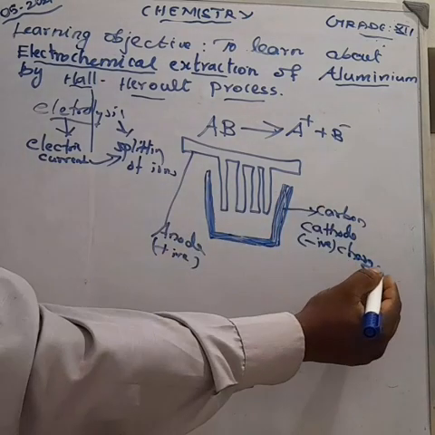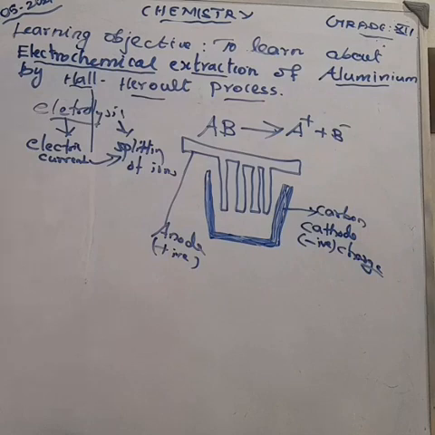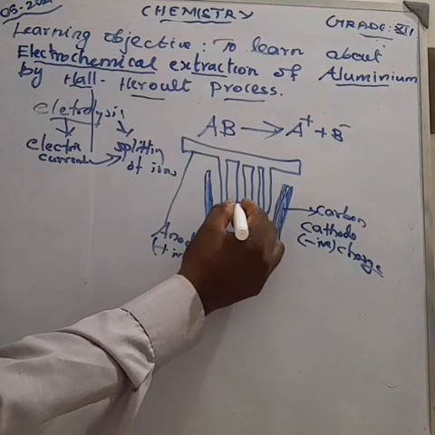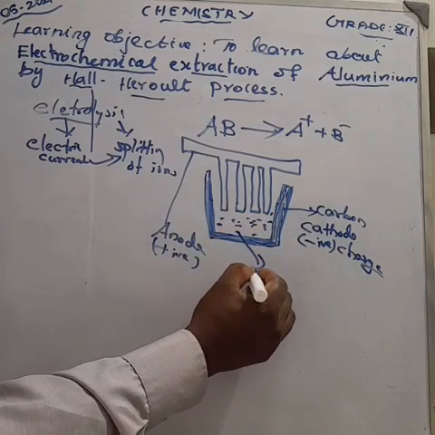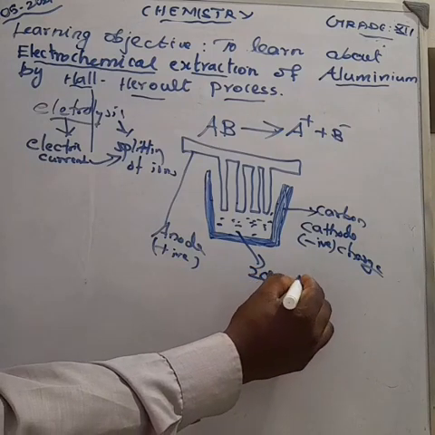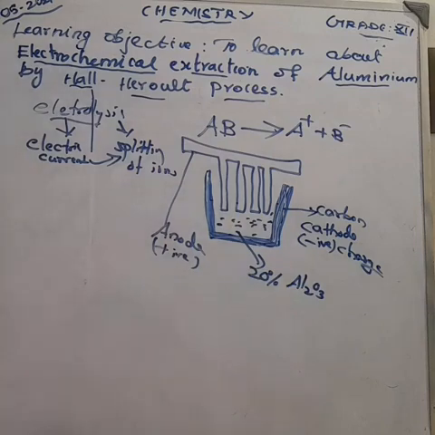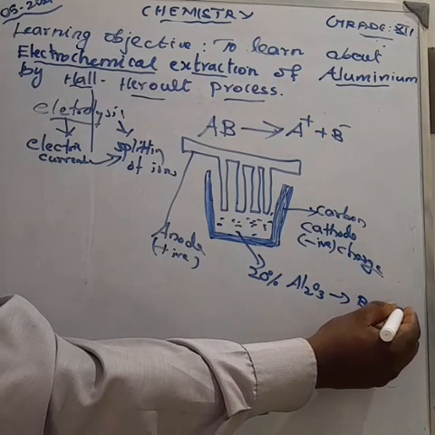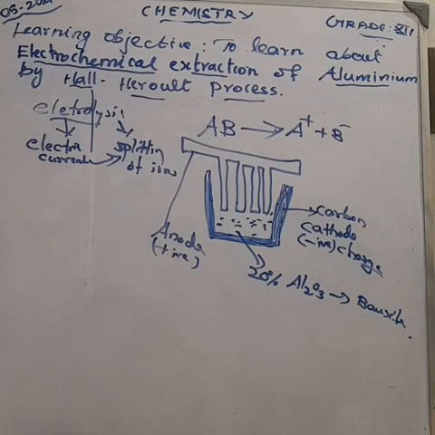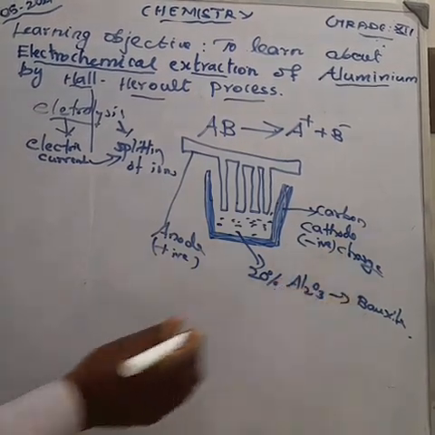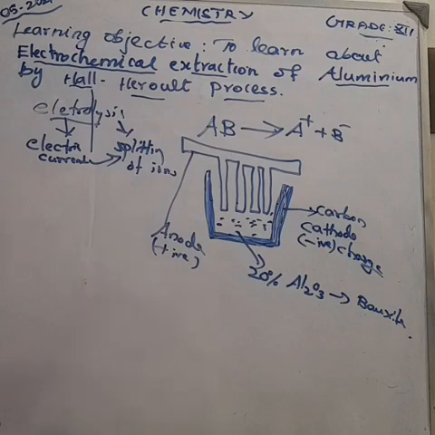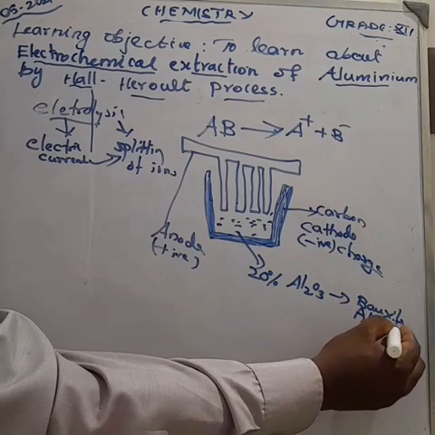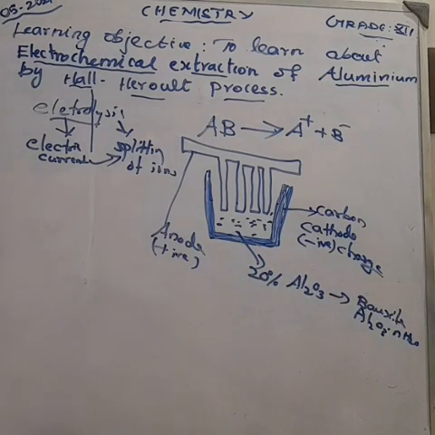Then here we are taking an electrolyte: a 20% solution of alumina. This alumina is obtained from bauxite ore. Can you say what is the composition of bauxite ore? What is the formula? Al2O3.2H2O. Am I right? This is one of the ores of aluminium.